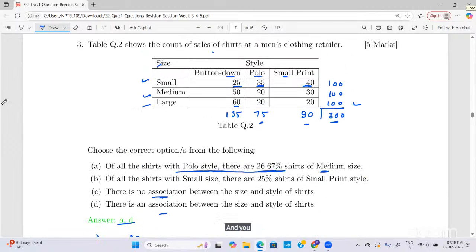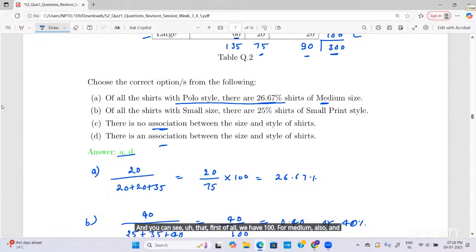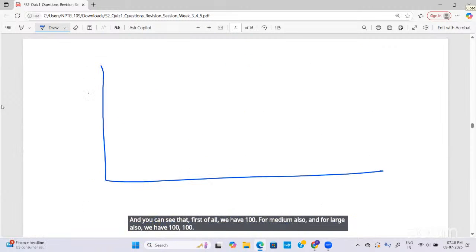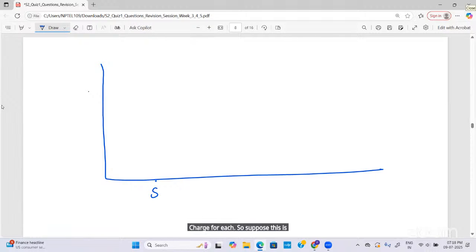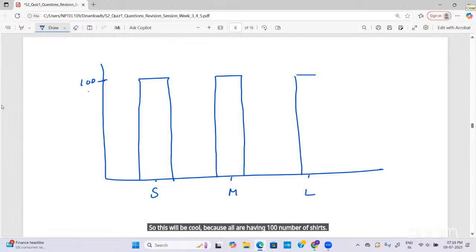You can see that for small we have 100, for medium also, and for large also, we have 100 shirts for each. Suppose this is small size, this is for medium, this is for large. Suppose this is 100, okay? So if I make the stack bar chart of it, this will be equal because all are having 100 shirts.